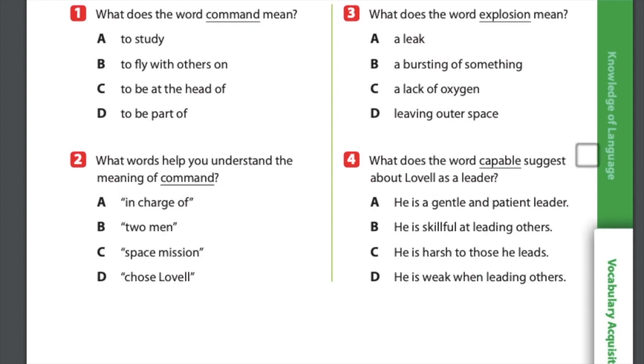And number 4. What does the word capable suggest about Lovell as a leader? He is gentle and patient. He is skillful at leading others. He is harsh to those he leads. He is weak when leading others.